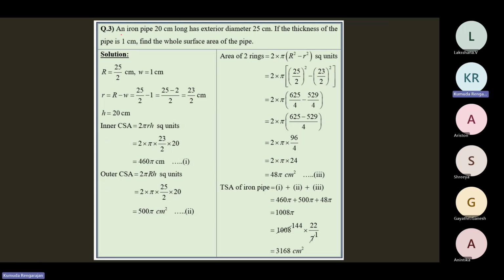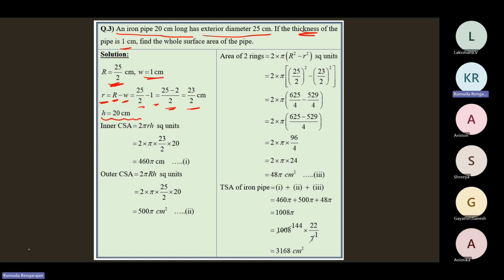Now you can see here an iron pipe 20 centimeters long. So that means the height is 20 centimeters. External diameter 25 centimeters. External radius, capital R, will be half of the diameter, 25 by 2. Thickness, 1 centimeter. So W is 1 centimeter. Then how do you find the internal radius? External radius minus W, the thickness. So 25 by 2 minus 1. Take the LCM, and you get 23 by 2.